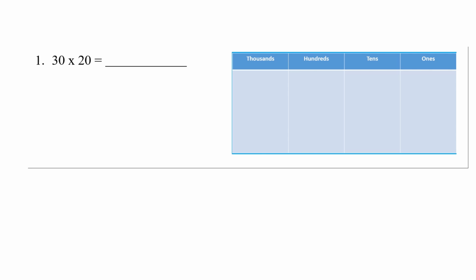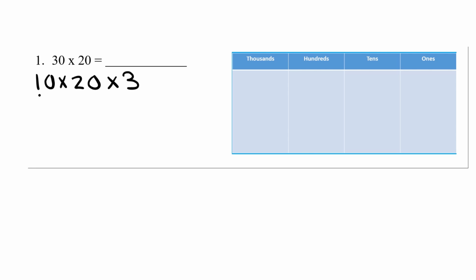These numbers could be difficult to multiply, so I'm going to break them up into smaller numbers that might be easier to work with. So if I think of some other ways I could express 30 times 20, one of those ways could be 3 tens times 2 tens, or I could write 10 times 20 times 3. That's equivalent to 3 times 20. Now I can place these numbers on my place value chart.